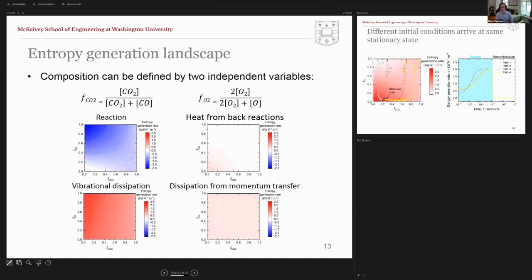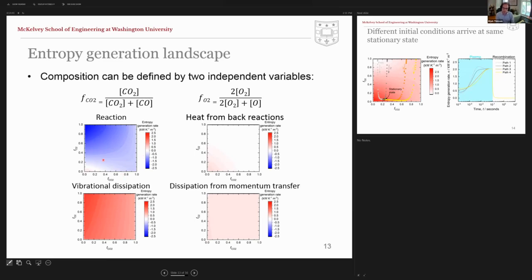Okay, so entropy generation landscapes. We can define the composition of this system by two independent variables. The first is the fraction of carbon that's present as CO2. And the second is the fraction of oxygen that is not bonded to carbon, which is present as oxygen. And so these landscapes are the entropy generation by each of these four components that I've discussed as a function of these independent composition variables.